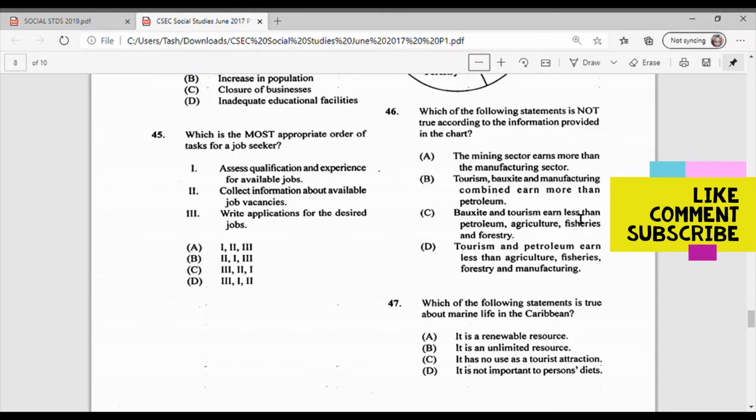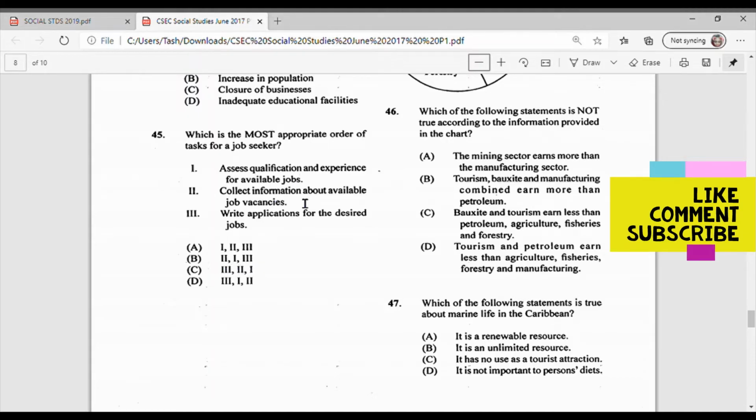All right, so first, based on these options, you have to know about a job in order to assess the qualifications for the job. And you have to know about the job before you can actually write applications for the job. So you would start off by collecting information about the available job vacancies. That would have been option 2. So there is only one of these that actually starts out with 2, and that is letter B, but we can still go through just to check.